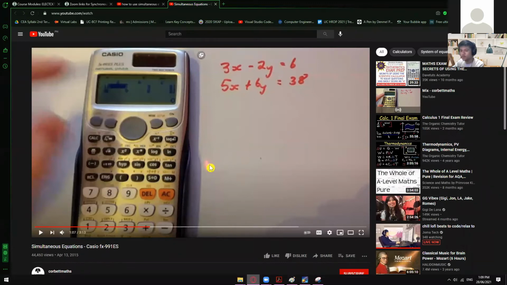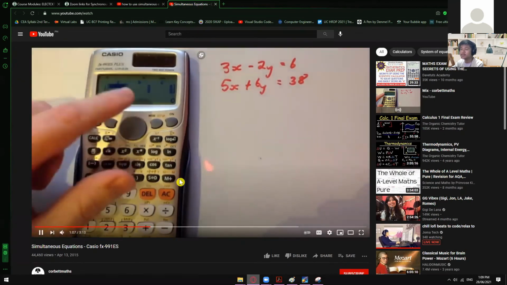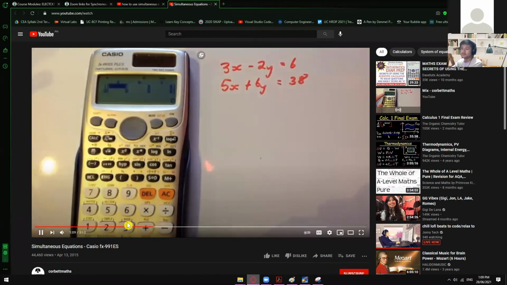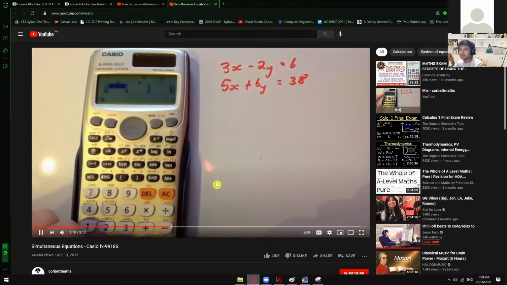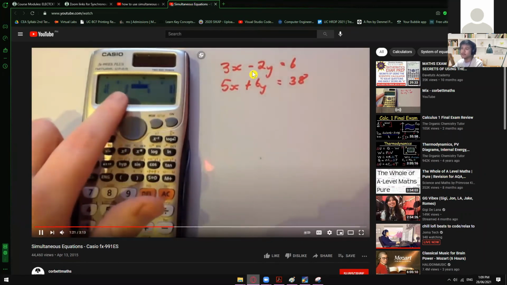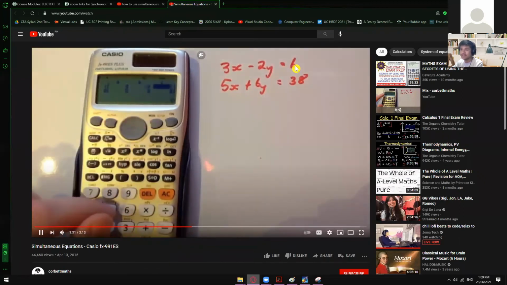Well, anyway, just watch this one, just find it on YouTube: how to use simultaneous equation in a calculator. So after clicking the number one, it will give you this. Just enter the first value, which is three, and then equals. The second one is negative two, so you have to negate that one also. Negative two and then equals. And then the last one is positive six. So six and then equal.